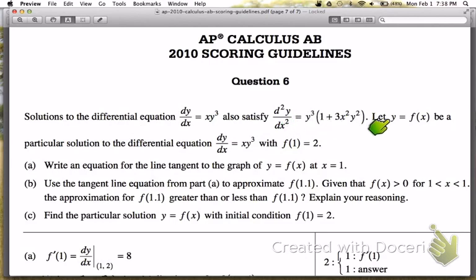It says, let y equal f of x be a particular solution to the differential equation dy dx equals xy cubed with f of 1 equals 2. Now, we have not actually learned how to solve differential equations when we have two different variables on one side. You guys have learned how to do it when there's just x's and you just multiply the dx over and take the integral of both sides and plug in the initial condition. But we haven't done it when there's more than one variable on both sides.